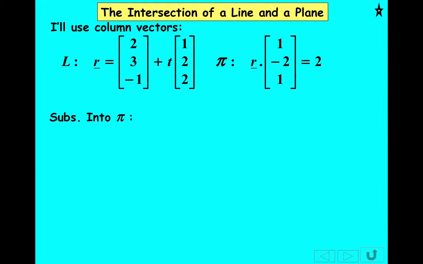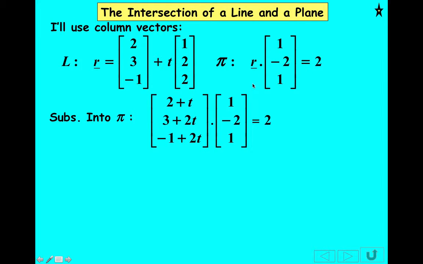So for any point on the line, the x coordinate is 2 plus t. The y coordinate of any point on the line is 3 plus 2t, and the z coordinate is negative 1 plus 2t. So I'm going to substitute them in for r, for x, y, and z. So we're going to get that. Remember, r over here in the plane is just x, y, and z. We do the dot product on the left-hand side, and we get an equation in t, which we can then solve. So in this case, t is negative 7.